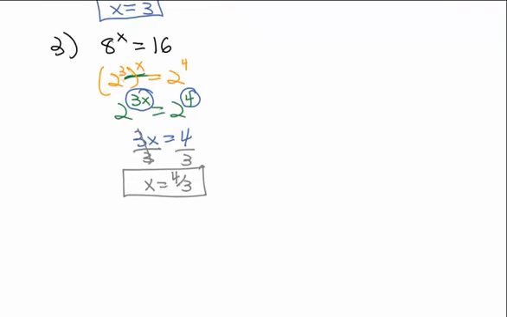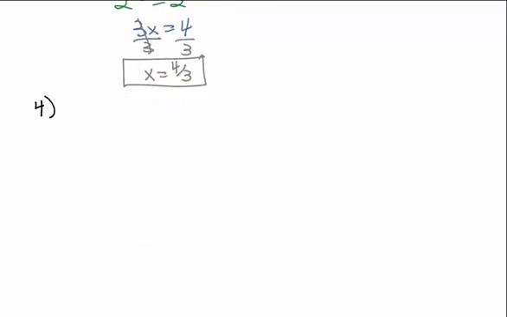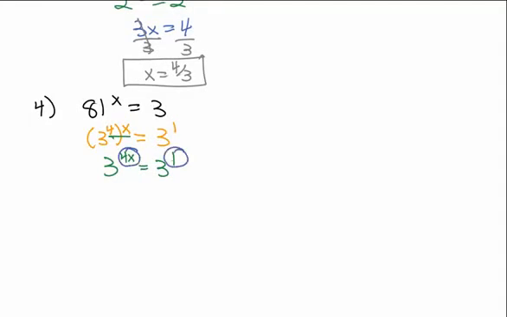Let's try another example. How about we have 81 to the x equals 3? Well, again, the 81 we would rewrite as 3 to the 4th power, always best to go down to prime factorization, is equal to 3 to the 1st power. Multiplying those exponents, we get 3 to the 4x equals 3 to the 1st. And if the bases are equal, the exponents must also be equal. 4x equals 1, and then solve by dividing both sides by 4. X here is equal to 1/4.